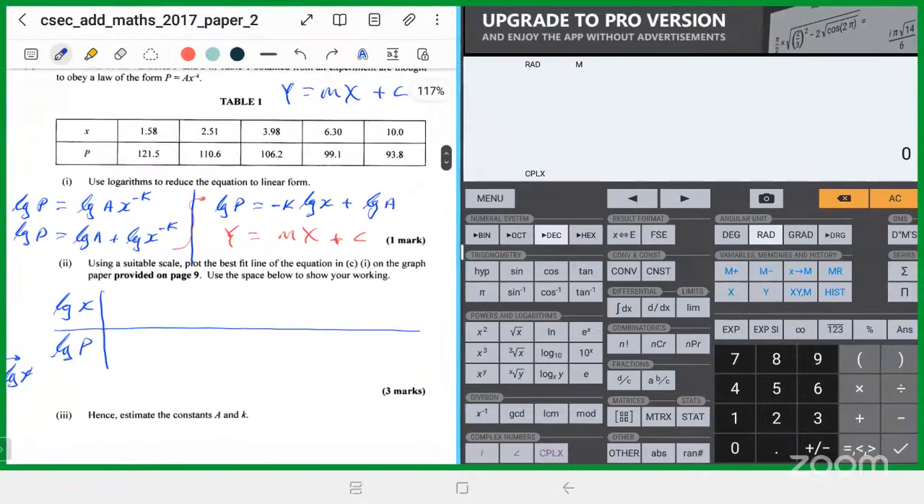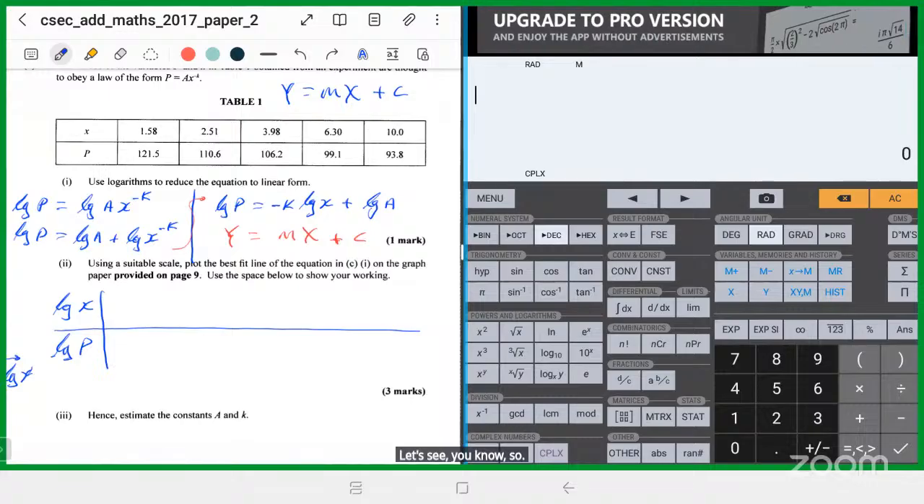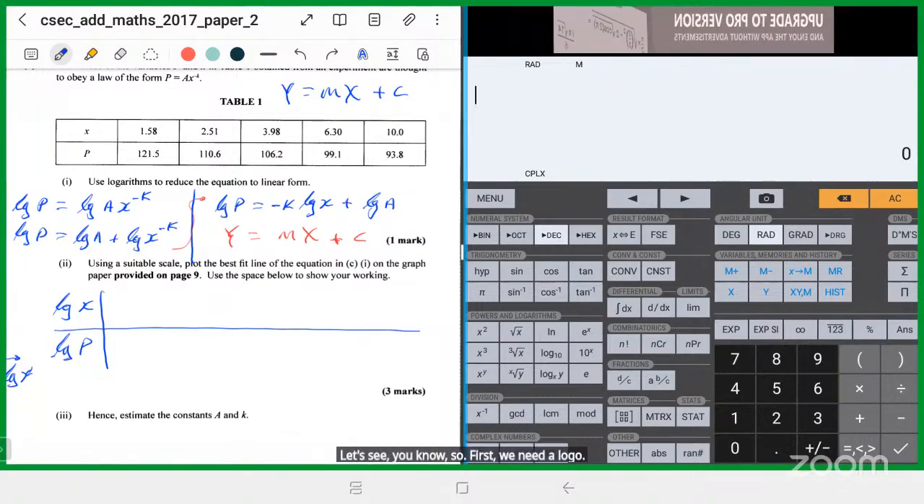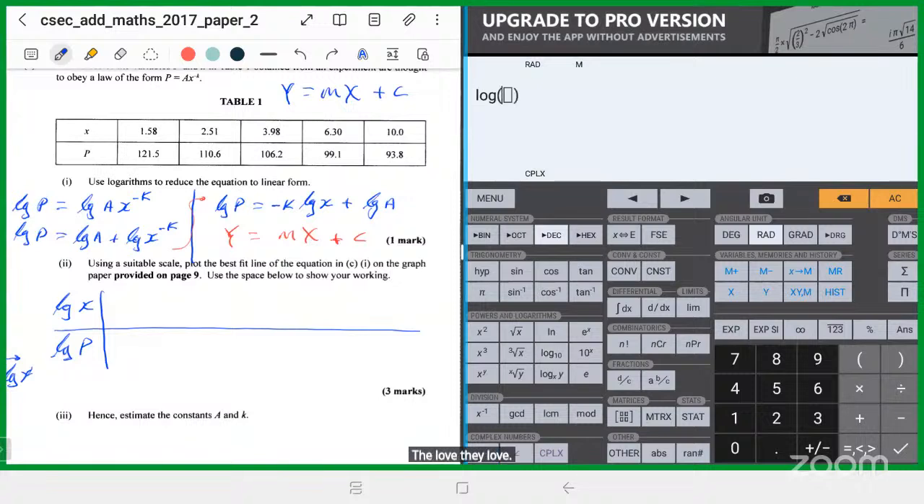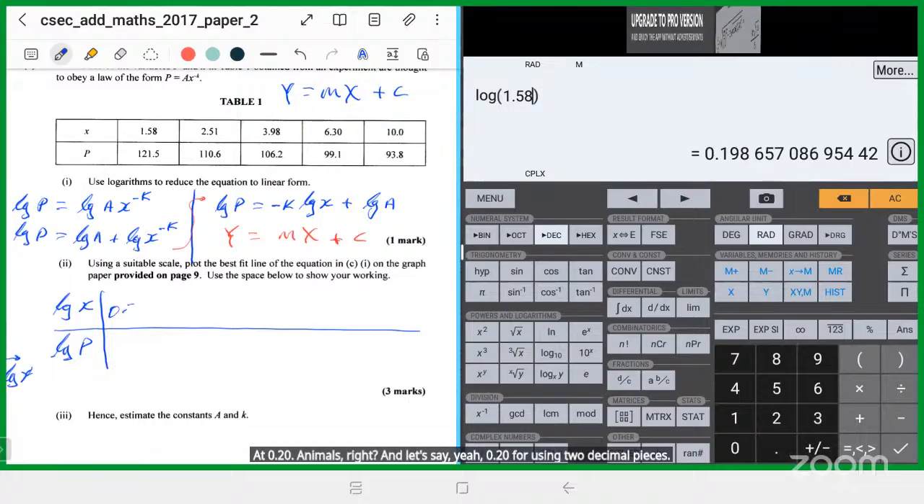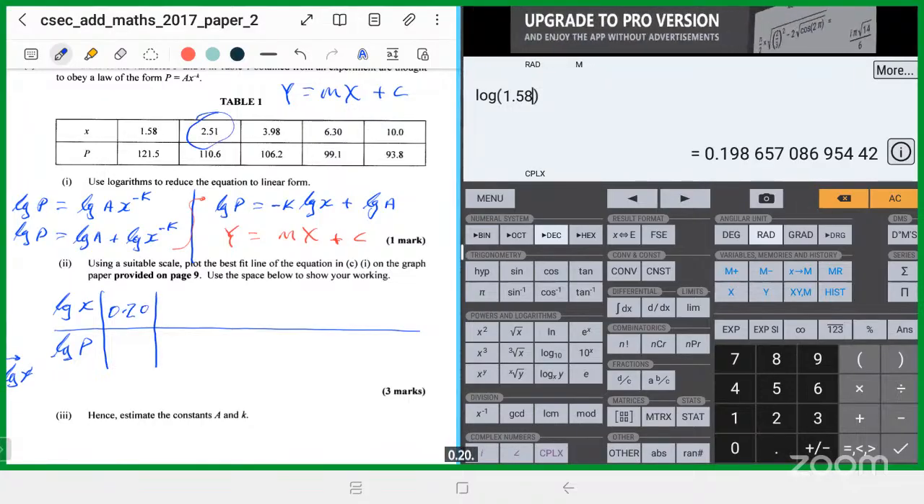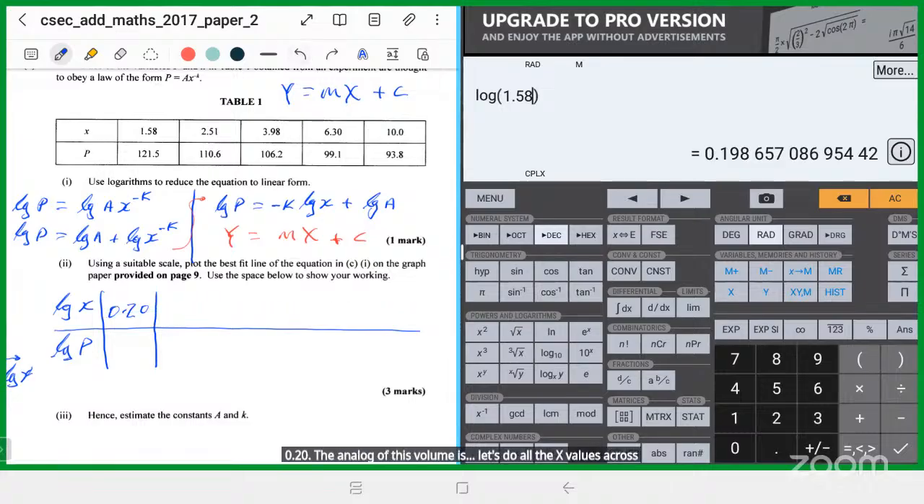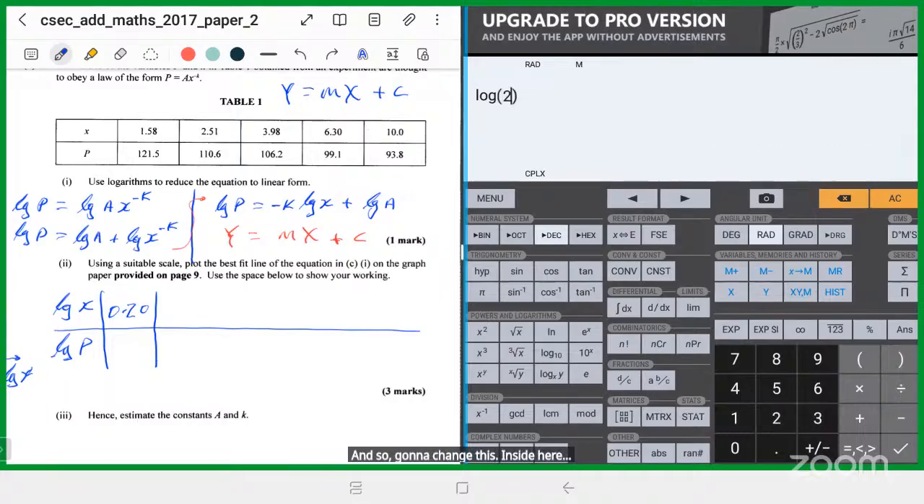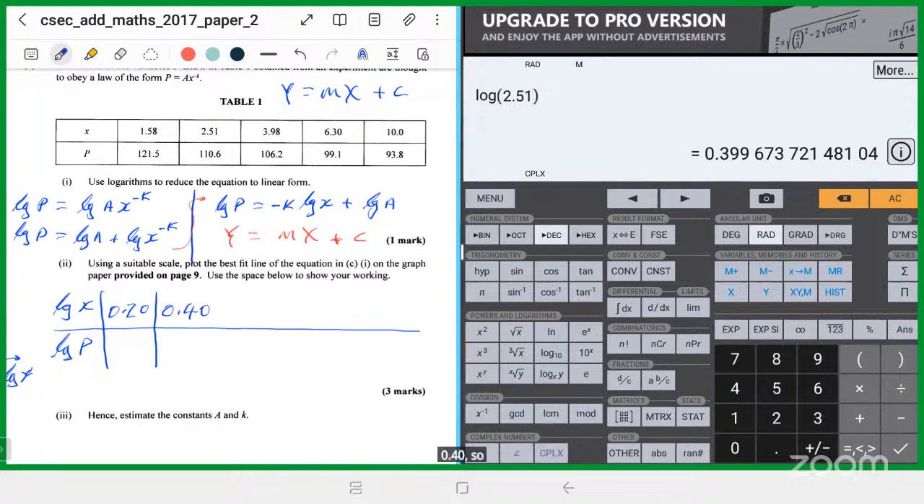Let's see now. First we need the log of 1.58. That's 0.20 almost, so let's say 0.20 if we're using 2 decimal places. Then the log of this value next. Let's do all the x values across here first. We change this inside here to 2.51. That's 0.40. So it looks like a friendly scale so far.